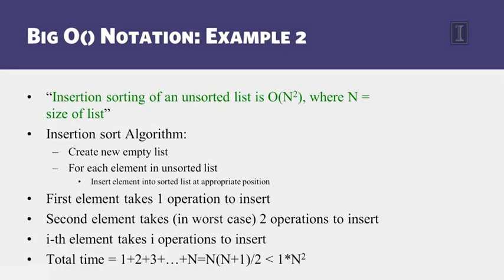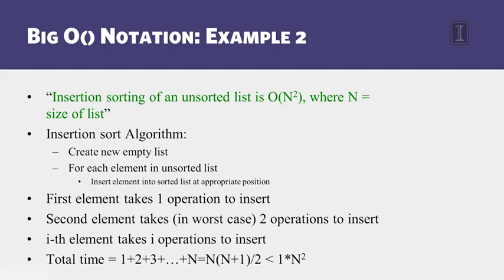Let's take a different example to see how big O notation works. This deals with insertion sorting of an unsorted list. Suppose I give you a list of elements, say integers, and this is unsorted, and I ask you to sort them in increasing order. The insertion sort algorithm works as follows. First, you create a new list that is empty. Then you iterate through the elements in the unsorted original list. You remove one element at a time, and you insert that element in the new list at the appropriate position. Essentially, you search through the new list linearly, looking for the right position where this element should be.